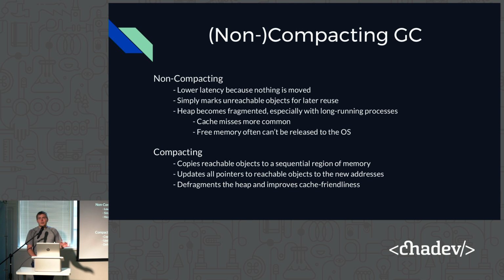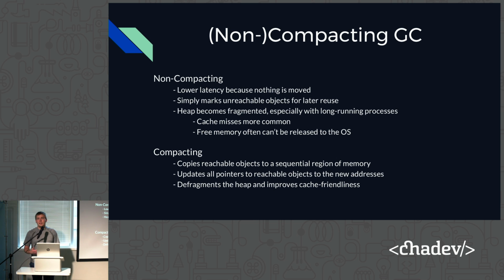And then you have an attribute of GCs that they're either compacting or non-compacting. A non-compacting GC allows you to have lower latency because there are fewer pauses, because you're not moving memory around. You're just saying, hey, this is available, or it's already being used. The problem with non-compacting is that you often end up with heap fragmentation in long-running processes. We actually had a talk from someone with Ruby recently discussing that.